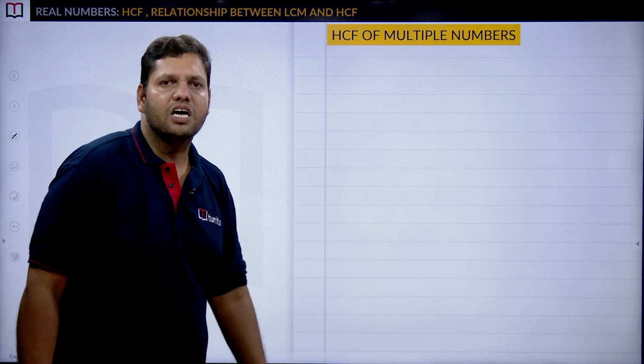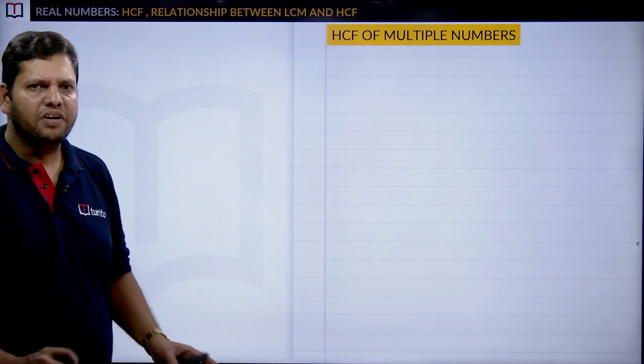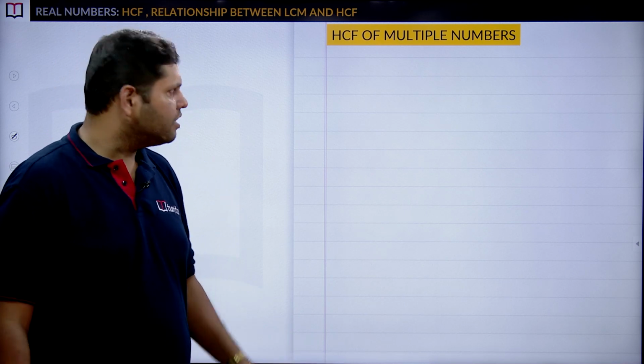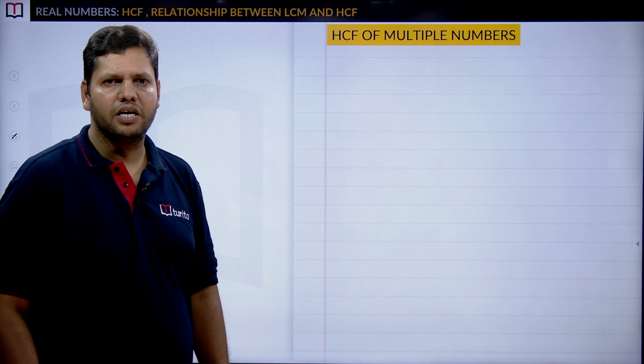Now children, HCF of multiple numbers. If we have 2 numbers, that's okay. We can just take the bigger number and the smaller number, and we can do it with the long division method.